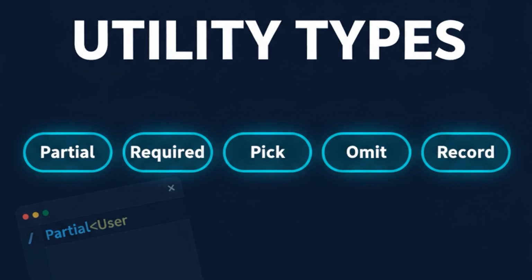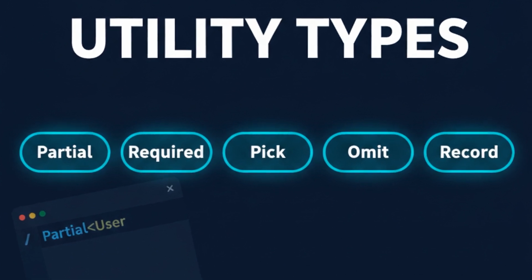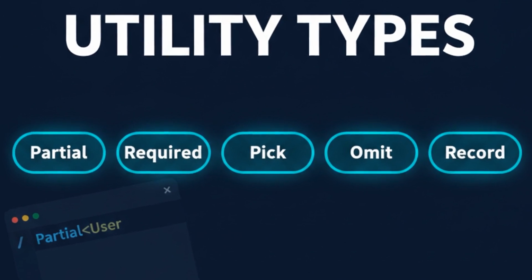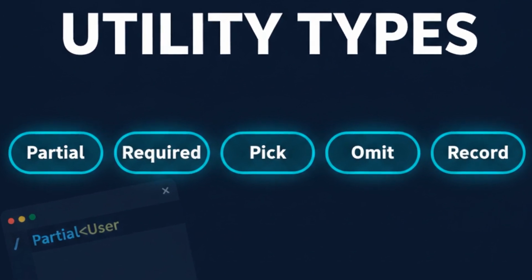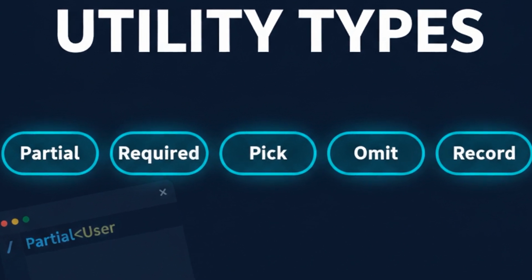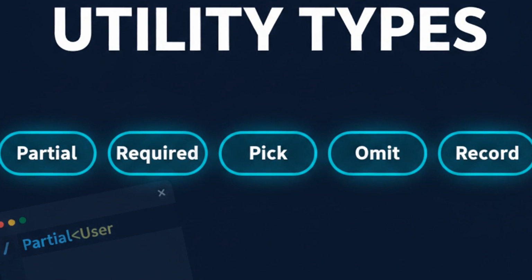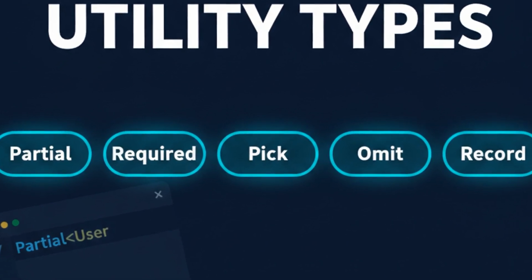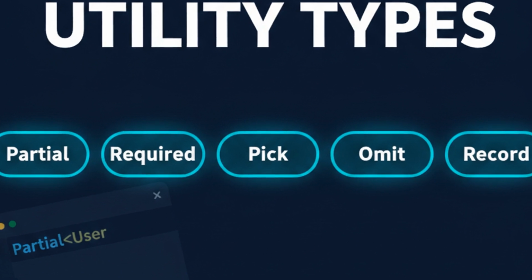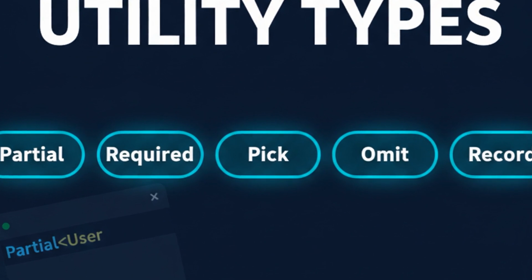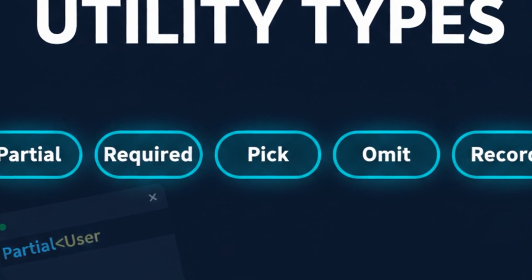You're about to delete half the interfaces in your codebase. Most TypeScript developers write the same type 3 or 4 times, once for the full object, once where every field is optional, once with just a few fields picked out. But TypeScript already ships a toolbox that does all of that for you for free. 5 utility types. Once you learn them, you'll wonder how you ever lived without them.